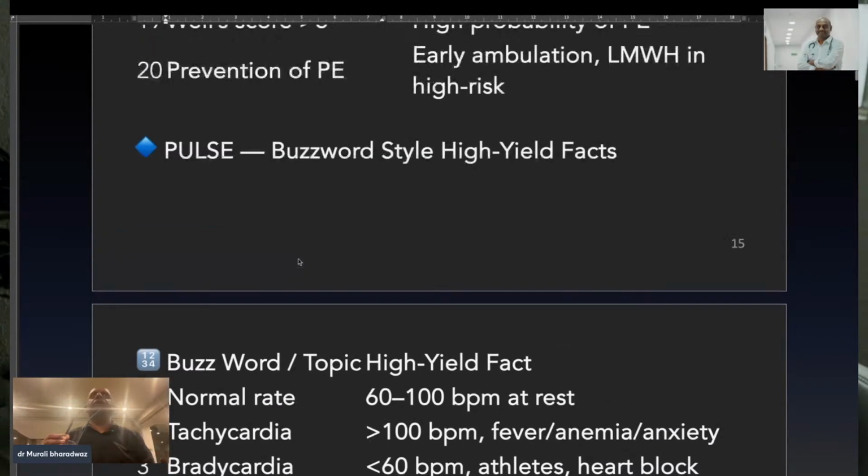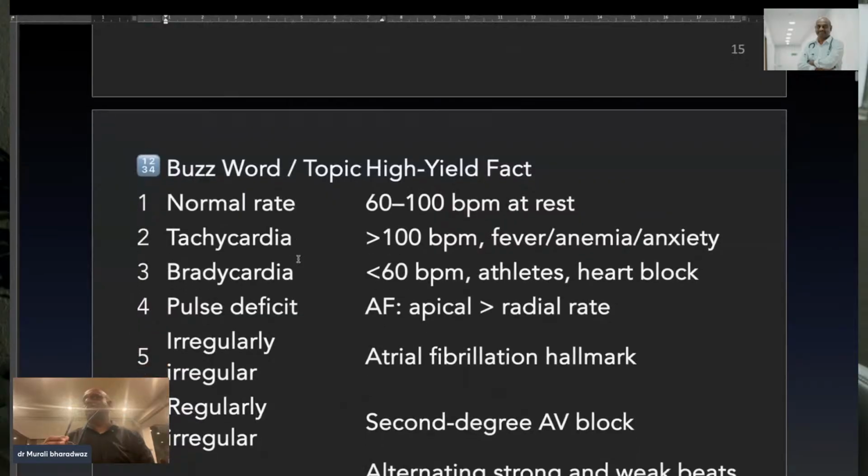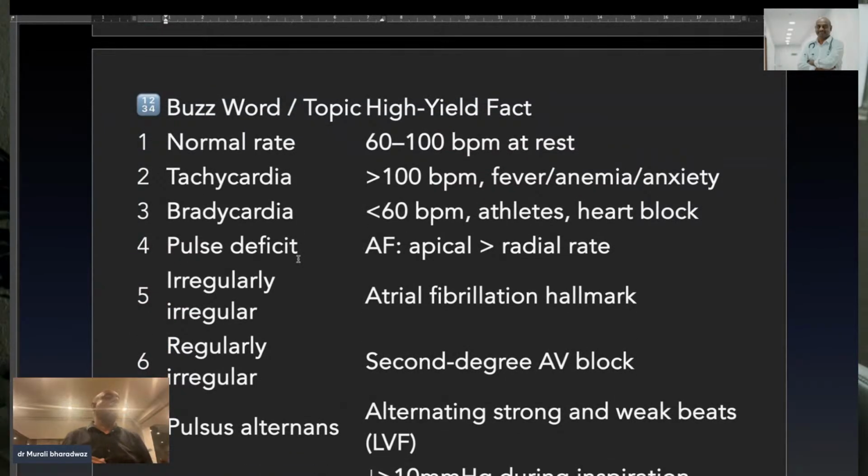Finish. Now, doctor, pulse. Ask the nurse, what is bradycardia? Less than 60. Tachycardia more than 100. A lot of nurses don't know. Tachycardia commonly is due to anxiety, anemia, fever. Bradycardia is seen in athletes and heart block.